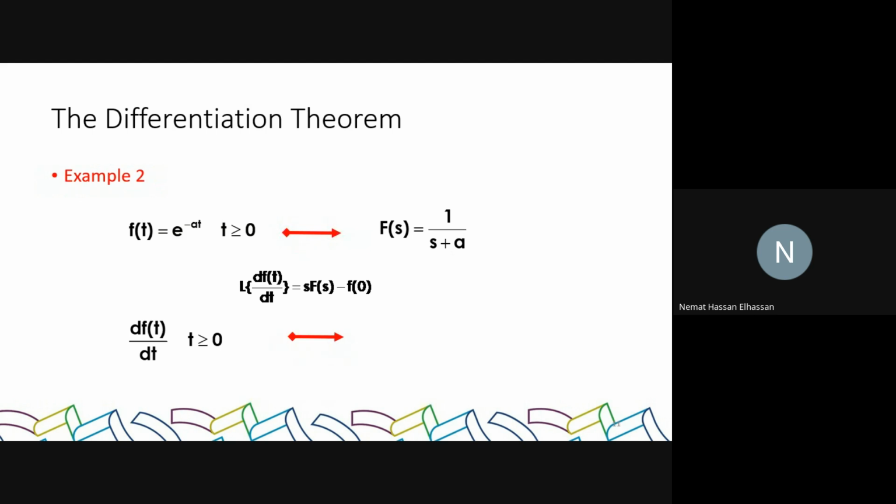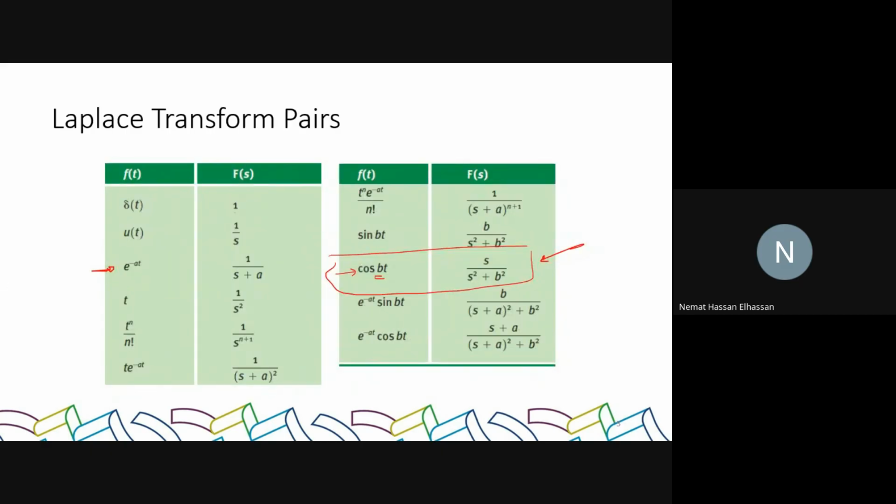Let's start with this original pair. f of t is an exponential function, f of t is e power minus a t. And this is F of s as per the table, which is here. We have this pair: an exponential in the time domain is equal to 1 over s plus a in the frequency or Laplace domain.